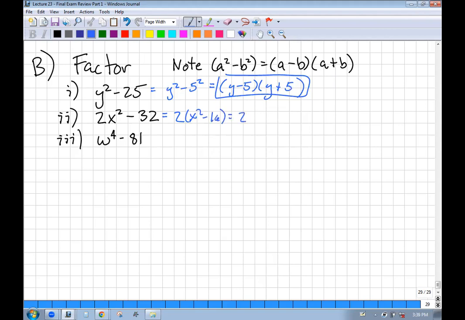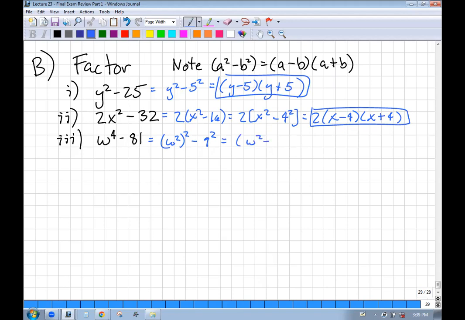And then we can write the 16 as 4 squared. So you have the difference of two squares. So there's all your steps, right? GCF, write as difference of two squares, apply your formula. This one, difference of two squares. This is w squared squared, and 81 is 9 squared. So this is w squared minus 9 times w squared plus 9.